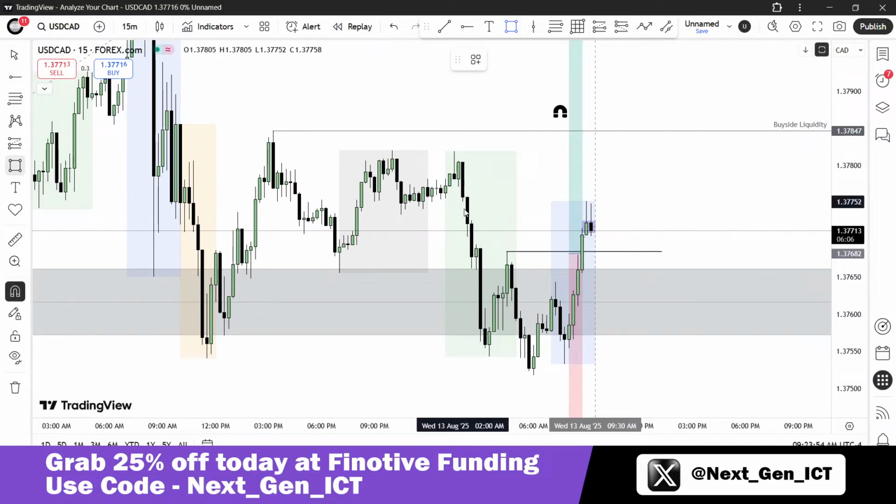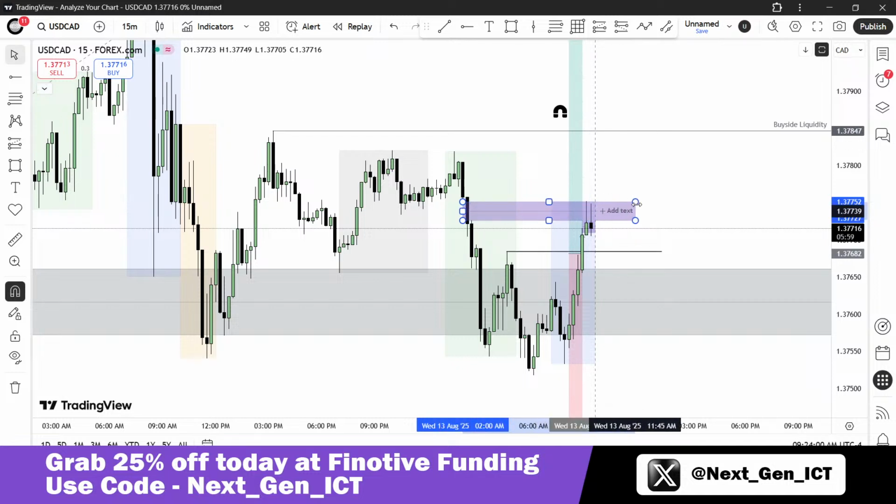Okay, this fair value gap right here is making me a bit anxious right now. If we are able to close out this, then there's a high probability for price to continue higher.